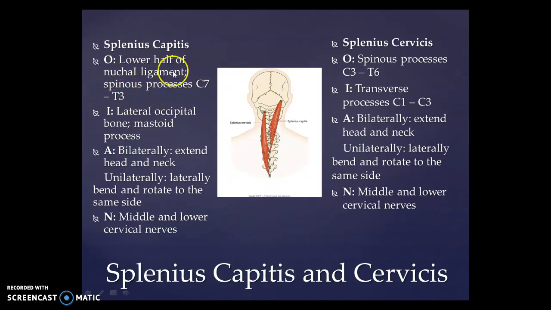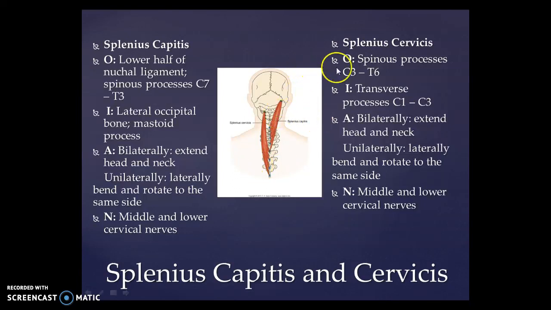Okay, and here's your origin, the capitis. The capitis: lower half of the nuchal ligament and spinous processes of C7 through T3, which is down here, and then it's going to insert on the occipital bone and the mastoid process, so it'll extend the neck and laterally bend and rotate to the same side if contracted unilaterally. Both of these are innervated by the middle and lower cervical nerves.